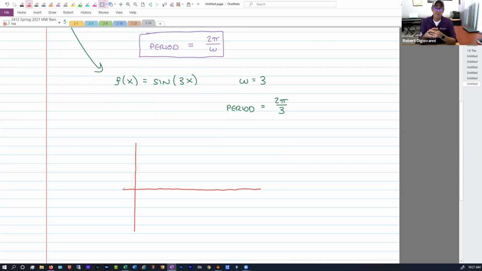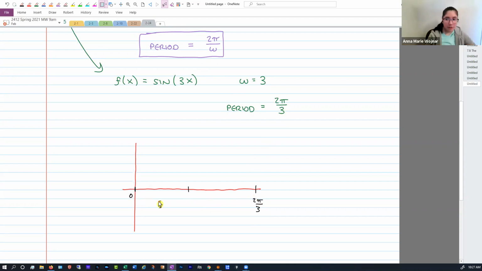Now, I know for all sine functions, I have 5 important points. 3 of them are x-intercepts. The other 2 are the peak and the valley, right? I need to know where those 5 important points are. And the only thing I know at this point is that it starts at 0 and ends at 2 pi over 3. I know that because I just calculated the period using a formula. Before, this was easy because it was 0 and 2 pi, and we just went halfway, didn't we? But now we actually have to figure out what that is. So what is halfway between these two numbers?